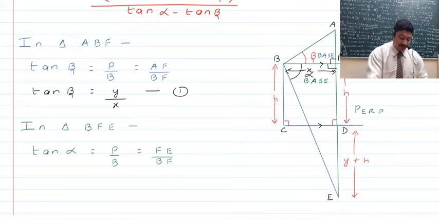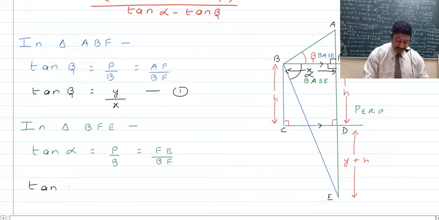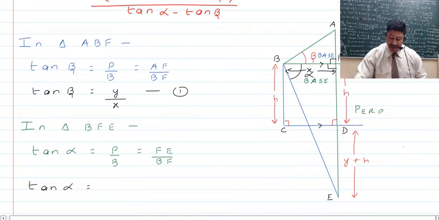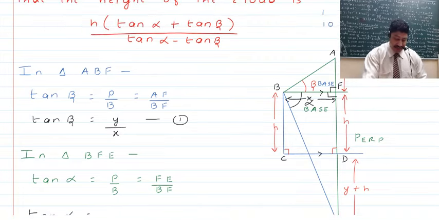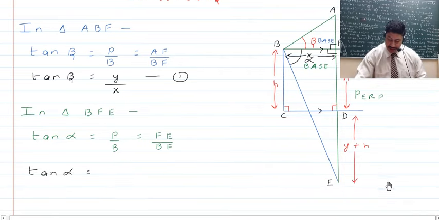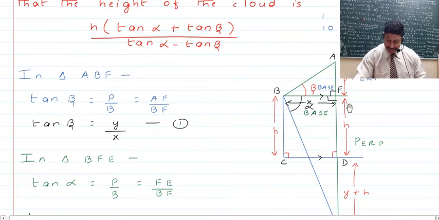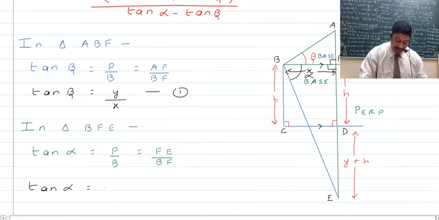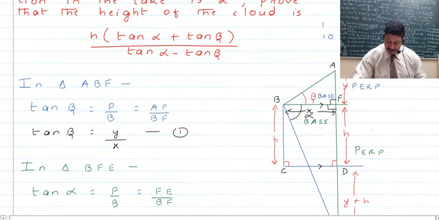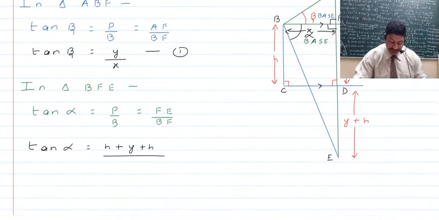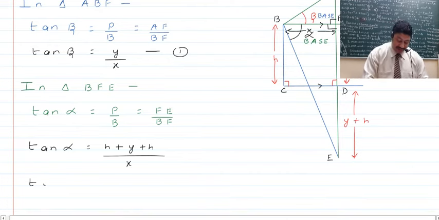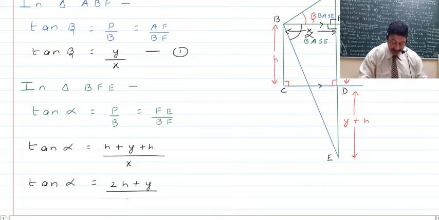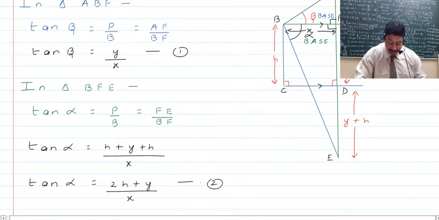Now, children, in this we substitute the values. That is, we now talk about tan alpha, which becomes equal to FE, which is here, as you can see, F and E. That is, it is H plus Y plus H, right? So here we will have H plus Y plus H, which is going to be divided by BF, which is the base whose length is X by assumption. So here further we will now have tan of angle alpha, which is going to become equal to 2H plus Y divided by X, right? And this, children, is going to become the second equation.